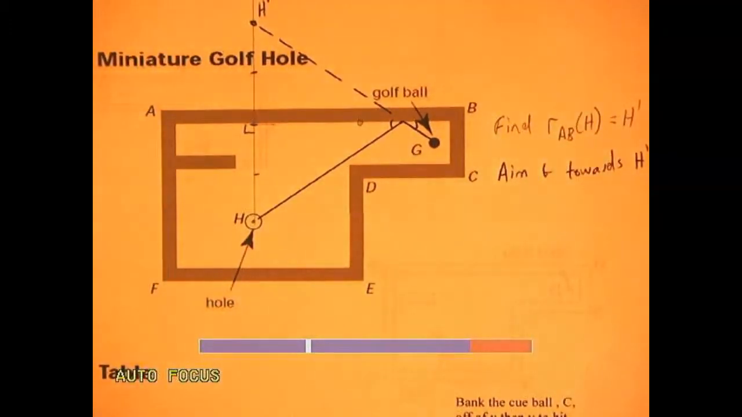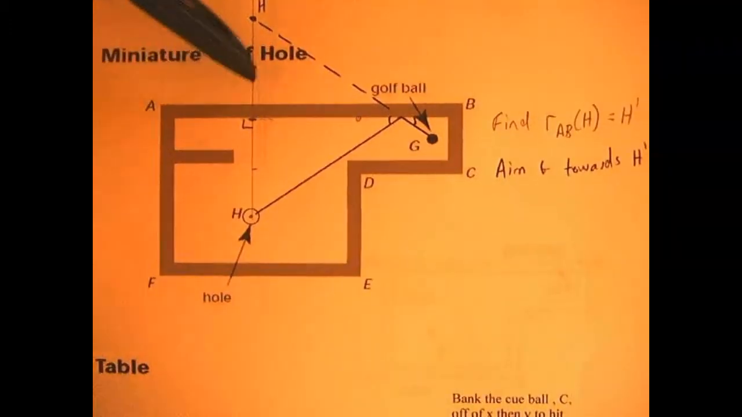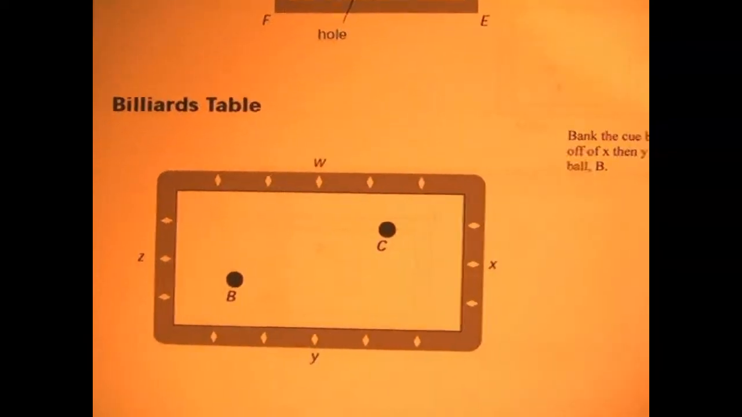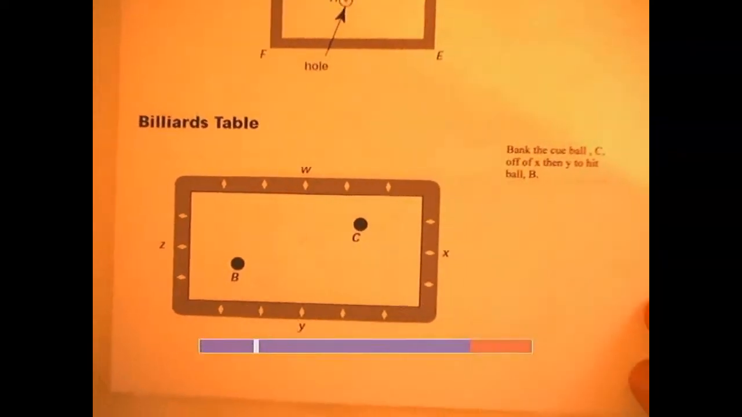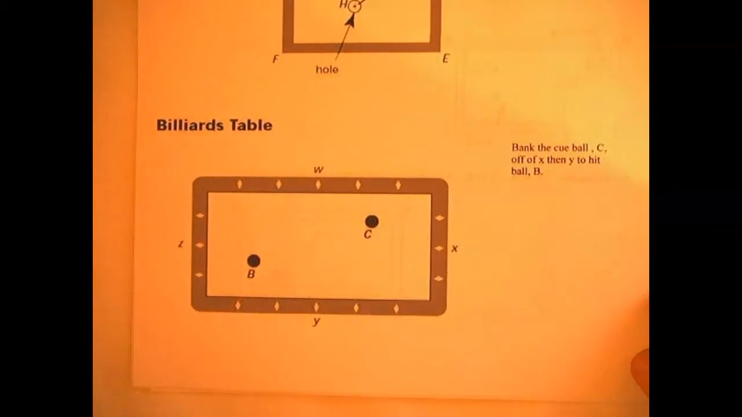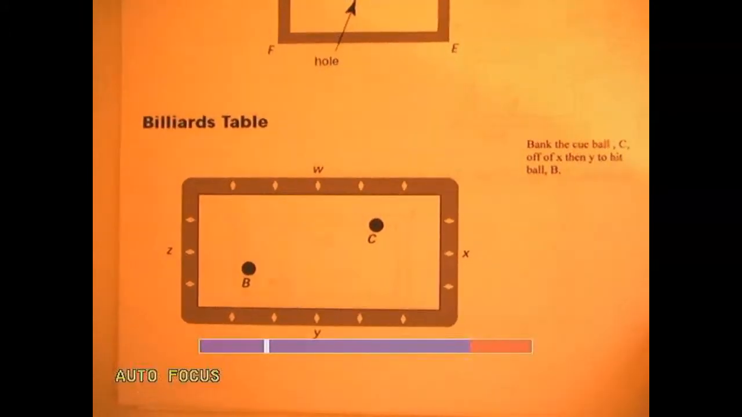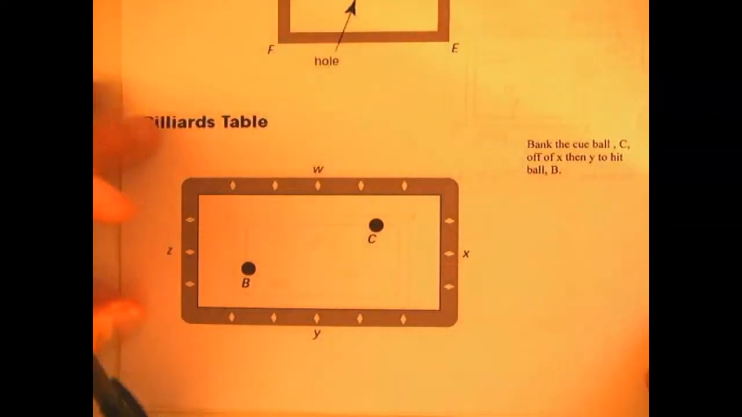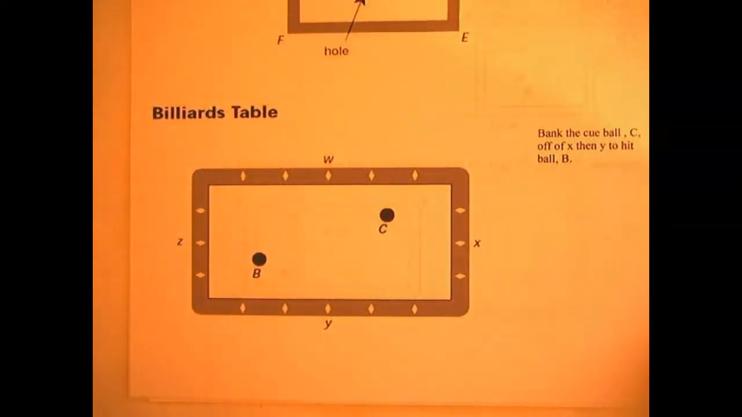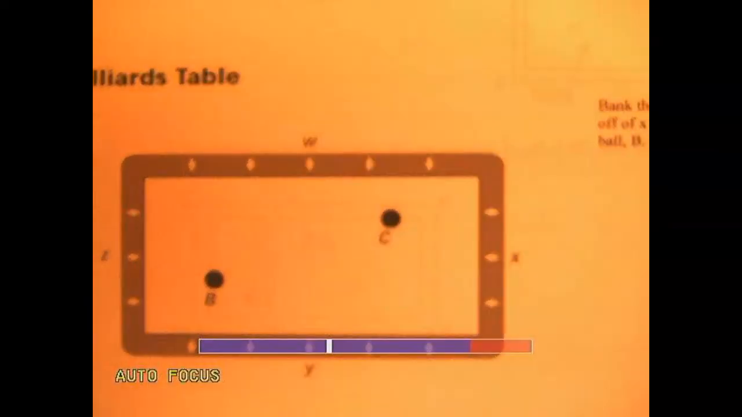What if we want to bank off of 2 walls? Okay, let's look at what we have here. So this is billiards. Billiards is different from pool, in that there are no holes in it. You don't try to get the ball in the pocket. You actually try to just get the cue ball to bounce off of 1 or 2 other balls. I think the actual game is 2 balls.